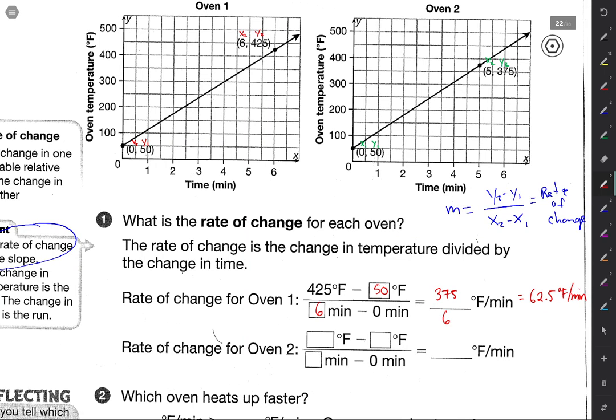And now let's do the same thing for oven number 2. So our y2 is 375 and our y1 is 50. And then our x2 is 5 and our x1 is 0. So then we would get 325 over 5. And if we were to divide those, we would get exactly 65 degrees Fahrenheit per minute.